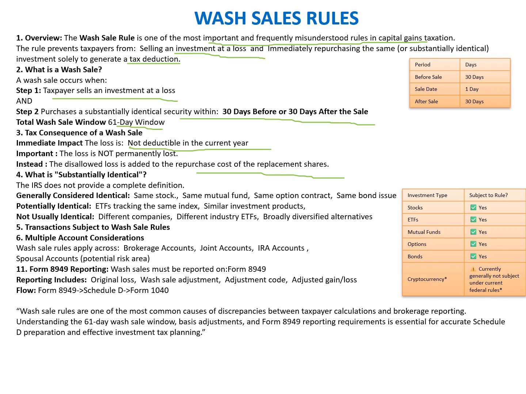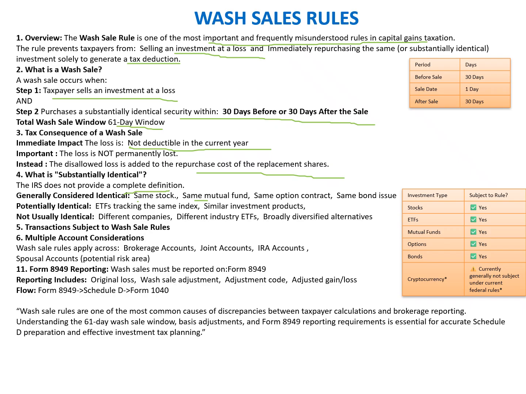So what is substantially identical? The IRS does not provide a complete definition. Generally, it is considered the same stock, same mutual fund, same option contract, or same bond. Investment types such as stocks, ETFs, mutual funds, options, and bonds are subject to the wash sale rule. Cryptocurrency is currently generally not subject to the current federal rules, though it was earlier.